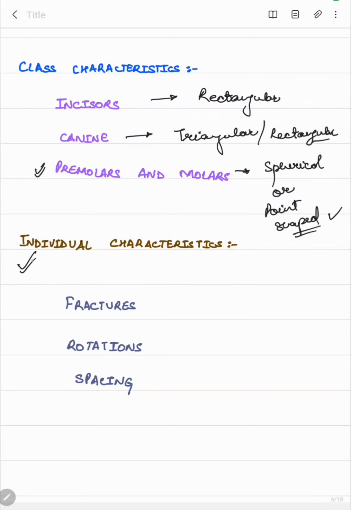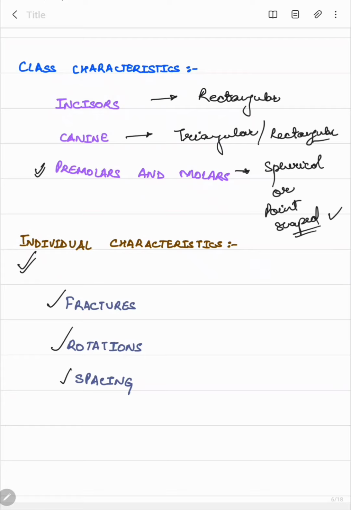Now the individual characteristics. So the class characteristics may in turn have features such as fractures, rotations and spacing. So these features are basically specific to an individual tooth, right? So these features may also be replicated on the bite marks also, right? As we know, bite marks are associated with child abuse or sexual crimes, right?